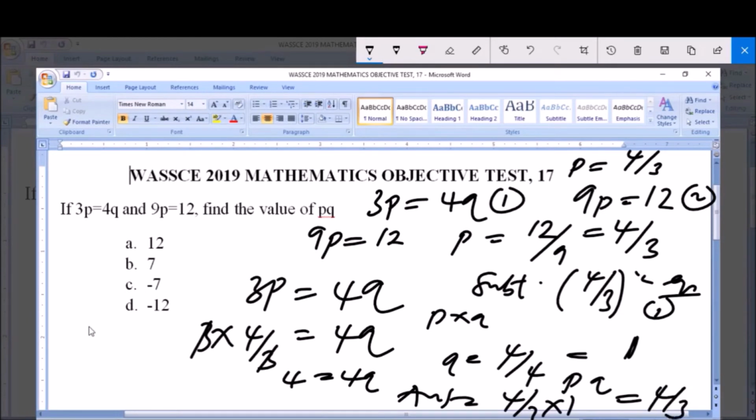So the answer for this question is actually not here. The answer should be 4/3.